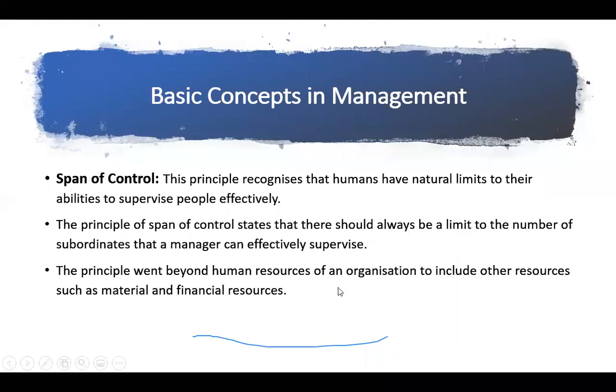Then the next basic concept in management is span of control. This principle recognizes that humans have natural limits to their ability to supervise people effectively. The principle of span of control states that there should always be a limit to the number of subordinates that a manager can effectively supervise. So this is where we all go to acquire managerial skills of managing people. If you cannot manage people, that means you are not a good manager.